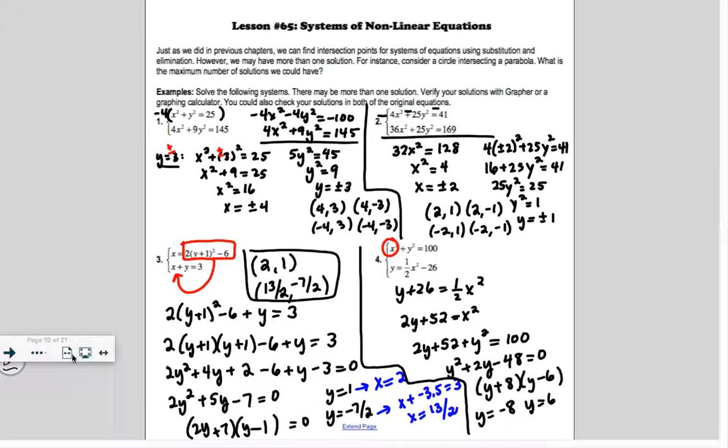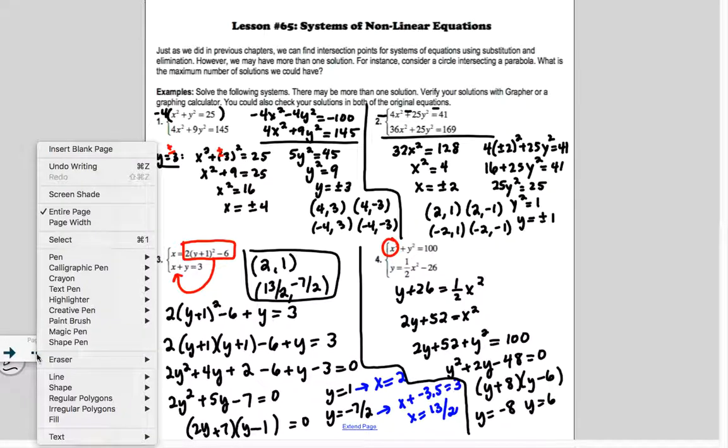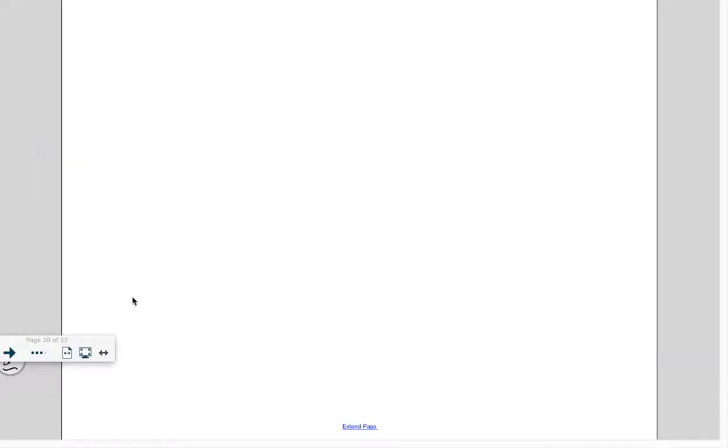I think I need more room. This is what you guys always hate when I just am like, insert blank page. You do have additional notes, right? You could flip to the additional notes.